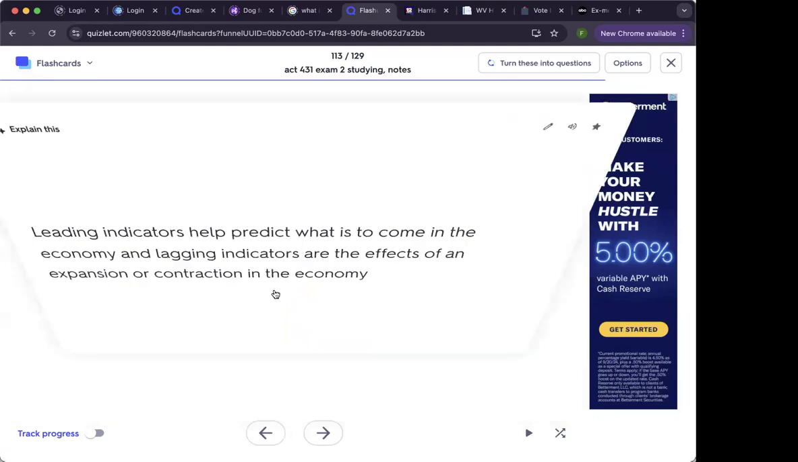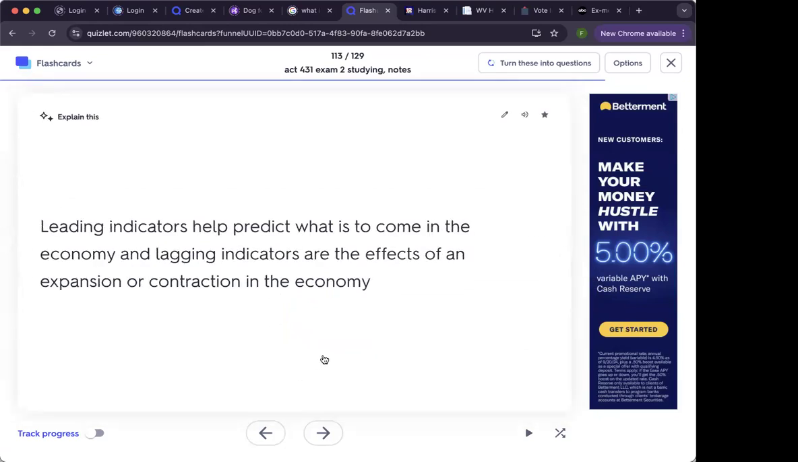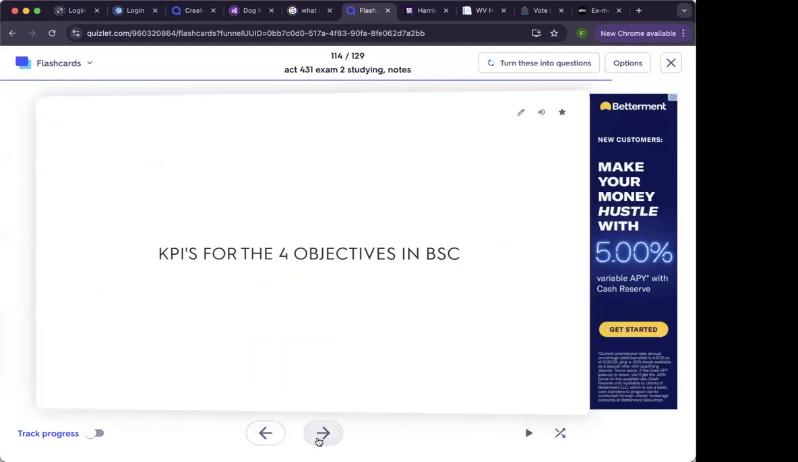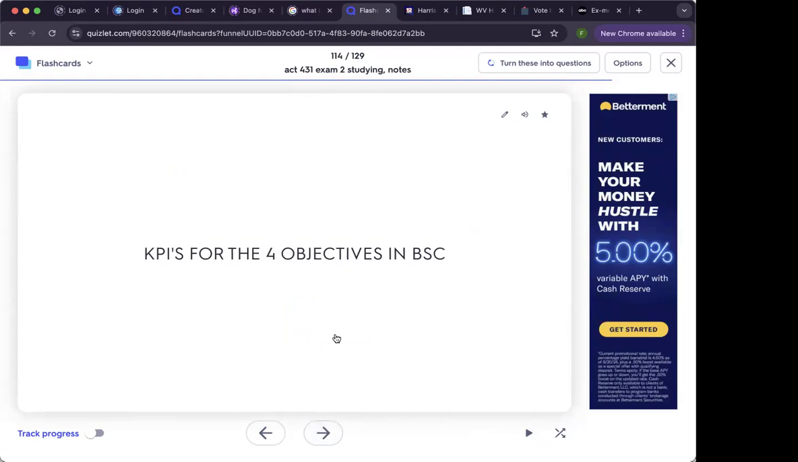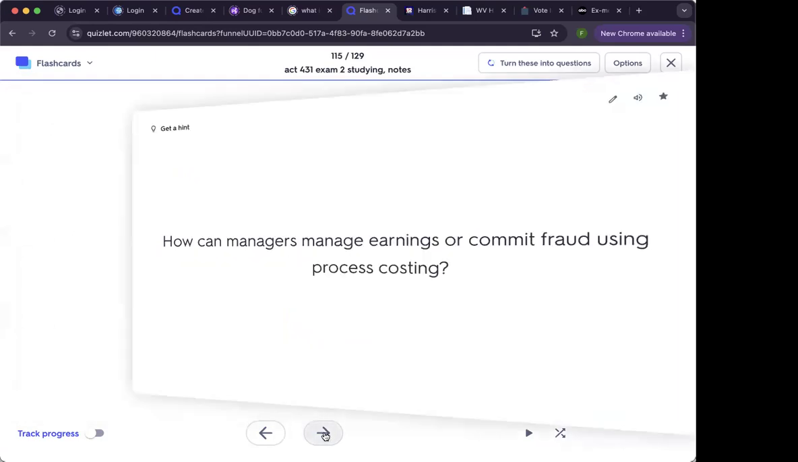Leading and lagging indicators. Leading indicators help predict what is to come in the economy, and lagging indicators are the effects of an expansion or contraction in the economy. KPIs for the 4 objectives in balanced scorecard.